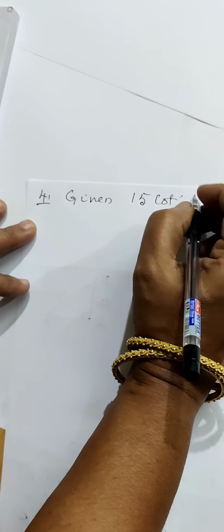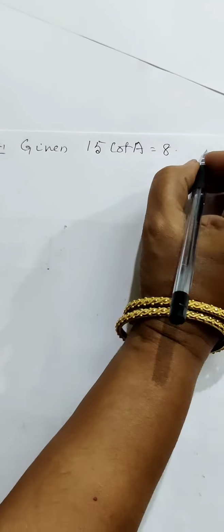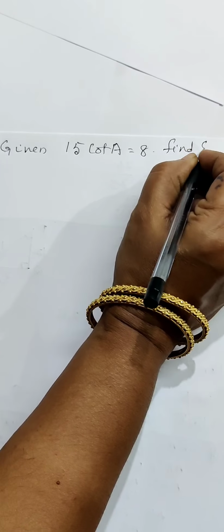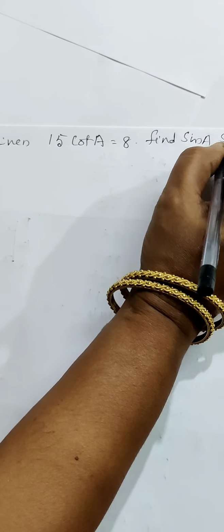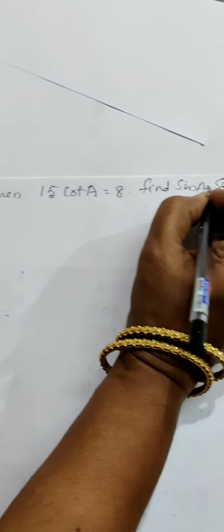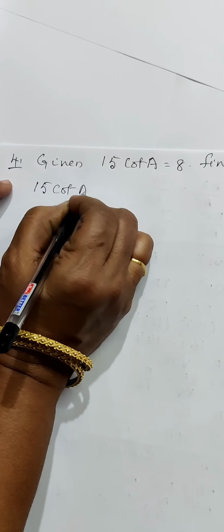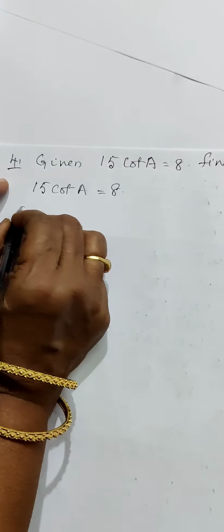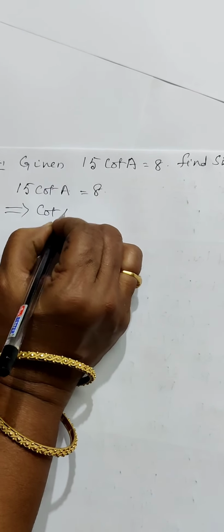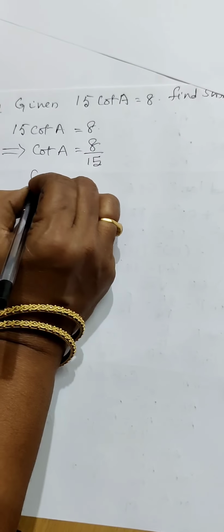Even the fourth problem is given as 15 cot A is equal to 8. Find sin A and secant A. See here, 15 cot A is equal to 8. So this implies cot A is equal to 8 by 15. What is cot A actually?